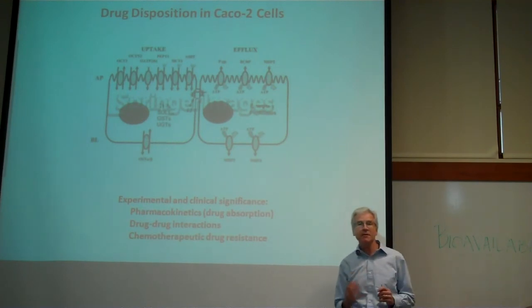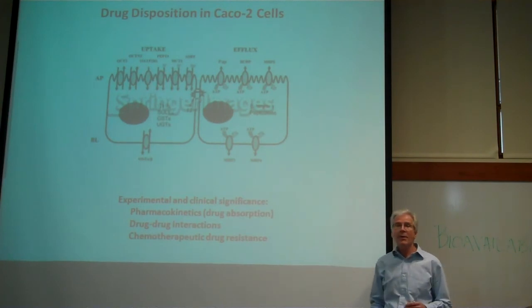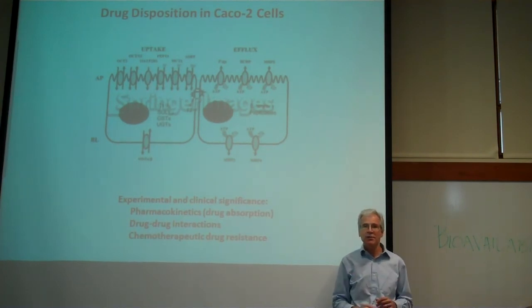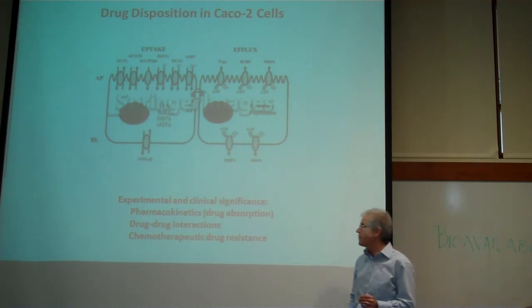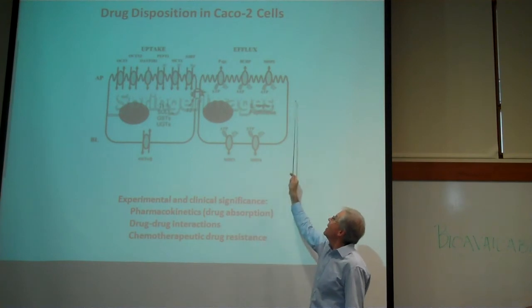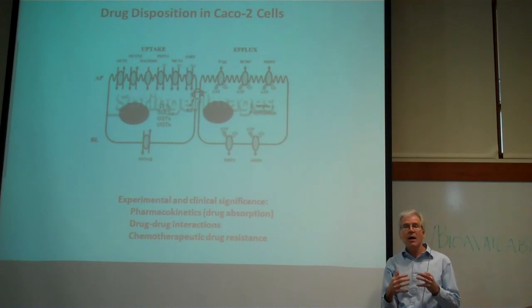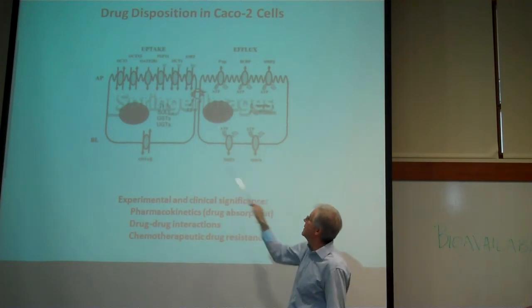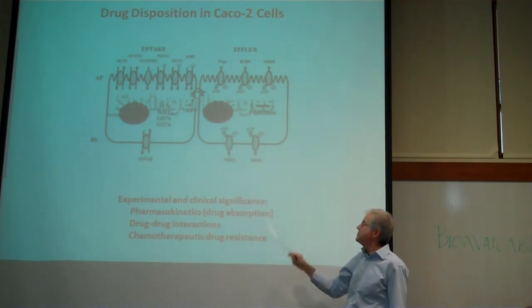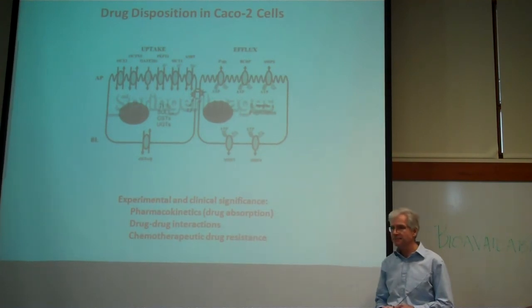So the experimental and clinical significance of this is not only can these cells be used to measure drug absorption, but they can also be used to get a more complete picture of the pharmacokinetics as well, the absorption and the elimination. And in cases where you've got multiple drugs being given to a single patient at the same time, and one drug can interfere with another drug, the so-called drug-drug interactions, because you have so many different mechanisms in place here, these CACO2 cells are also a very valuable model for predicting drug-drug interactions.